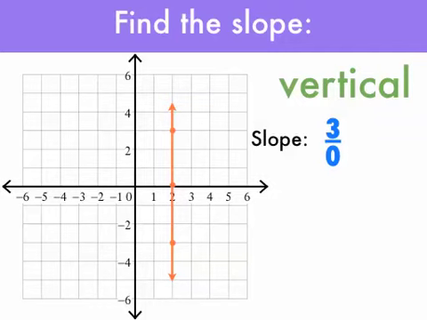If you remember, we cannot divide by 0. 0 cannot go into any number. What we say when we're trying to divide by 0 is that it is undefined. So any horizontal line, had a slope of 0. Any vertical line is going to have a slope that is undefined.